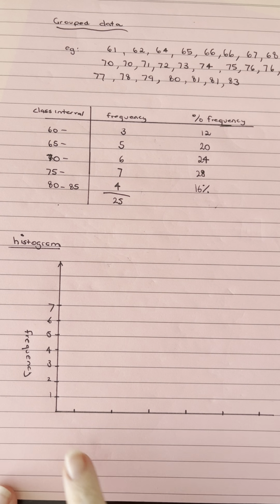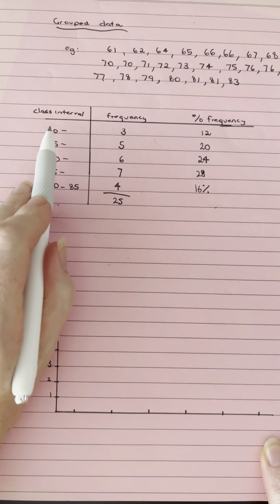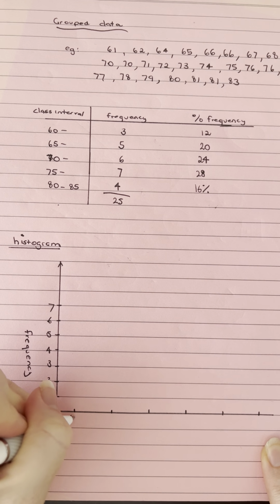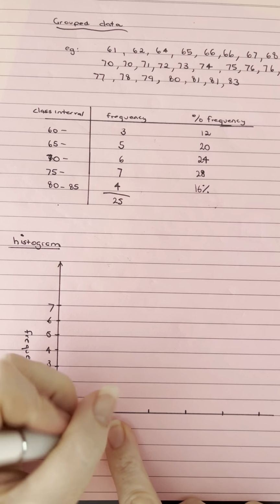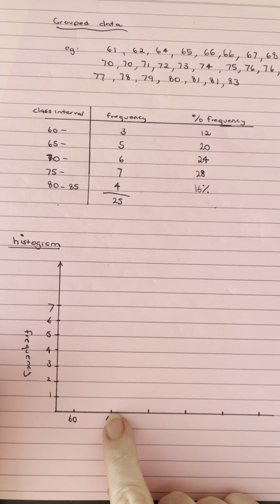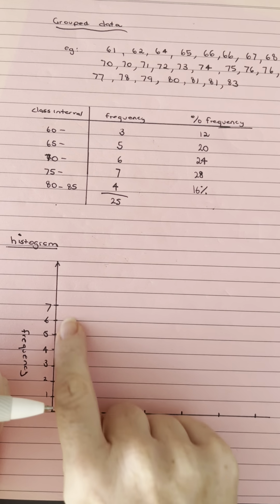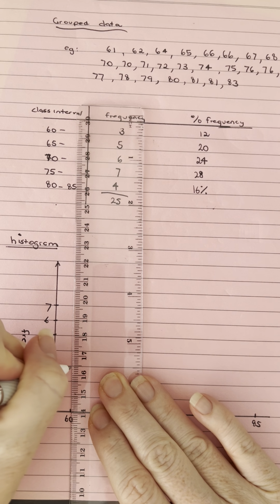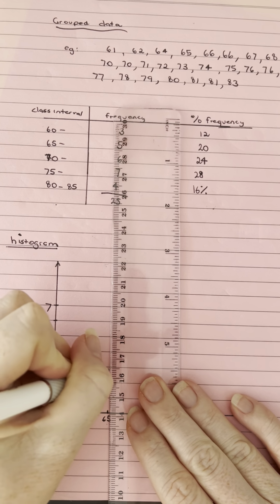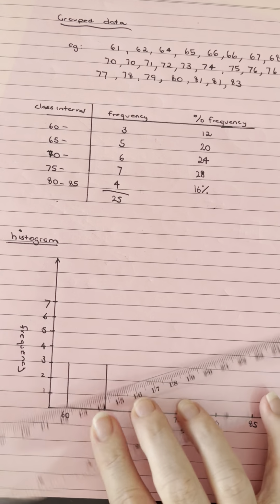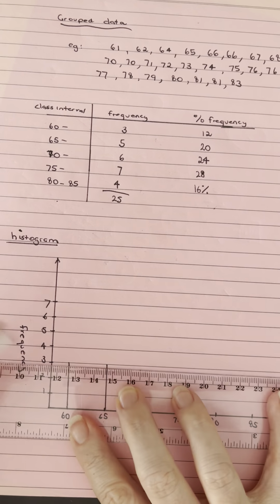Now when I label this bit at the bottom, I'm looking for what my lowest number is. So that's going to go there. And then my next number is 65, so it's going to go on the next little dash there. So when I draw that column between 60 and 65, it's going to show that 3. Then I've got the 70, 75, 80, 85. So then when I draw my columns, I'm going to make this column go up to 3, and that's showing between 60 and 65 has a frequency of 3.